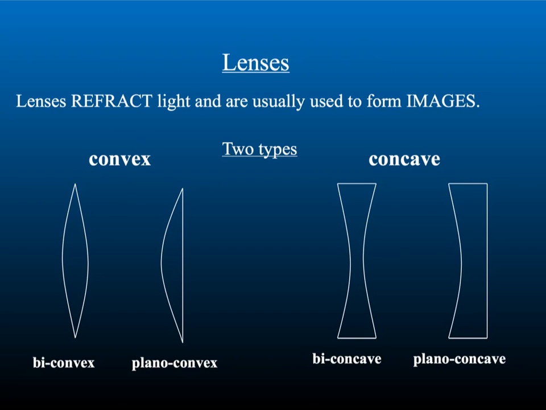These lenses are called concave lenses. This one is a biconcave as both sides of the lens are concave, and this one is plano-concave as one side is concave and one side is flat.